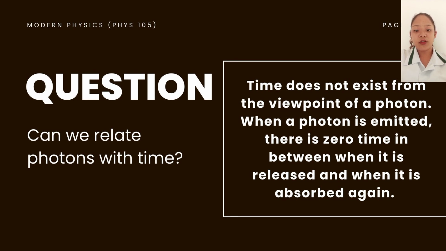Can we relate photons with time? The answer is no. Time does not exist from the viewpoint of a photon. There is zero time in between when it is released and when it is absorbed again. It can take photons hundreds of thousands of years to travel from the sun's core to its surface and launch into space. In empty space, a photon travels at the speed of light.